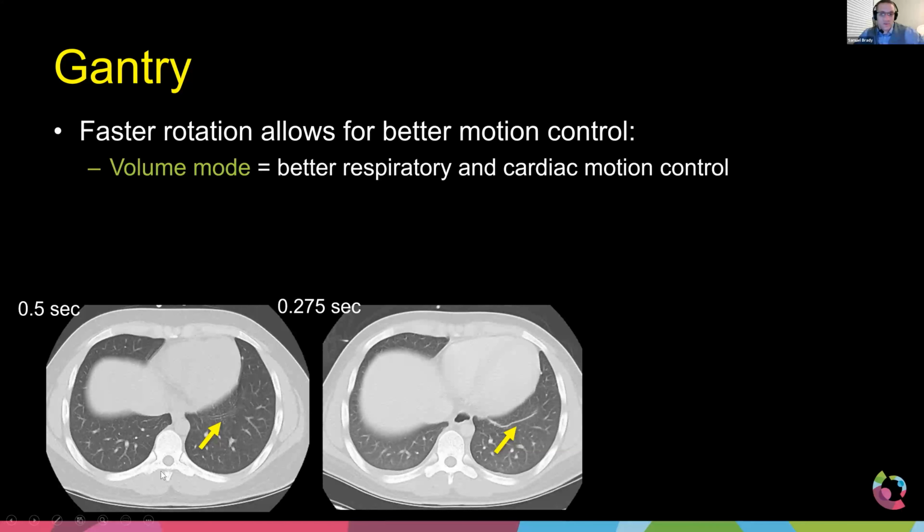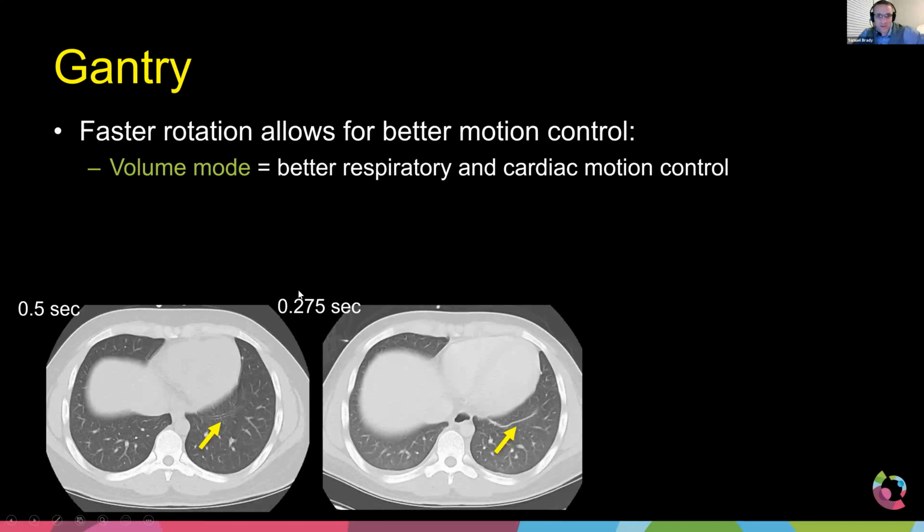Here is just one example of one of our patients where we acquired the images at a half-second rotation, which is pretty darn fast. But you can see this vessel right here. It's got the telltale sign of motion artifact. We call that the railroad track artifact or the track artifact.